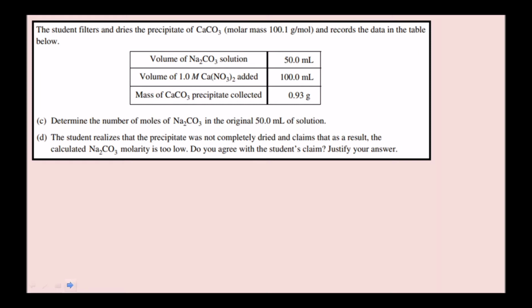solution. So this is simply a stoichiometric conversion, and we're going to be looking at the original 50 milliliter solution of sodium carbonate. So from what we talked about in Part B, we know that all of the carbonate reacts to form solid calcium carbonate. So there will be excess calcium 2+ ions because we added excess calcium nitrate. So let's look again at the balanced chemical equation for the reaction.